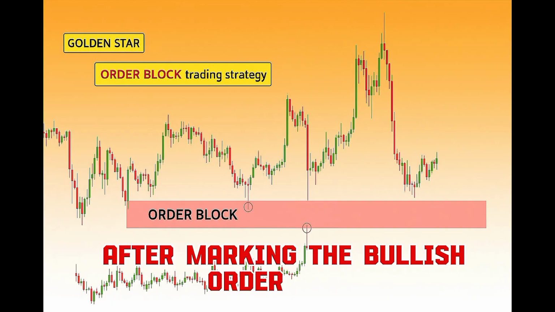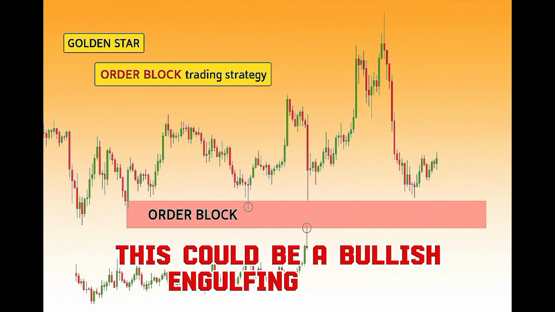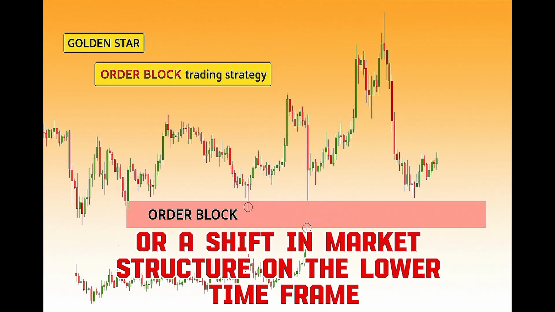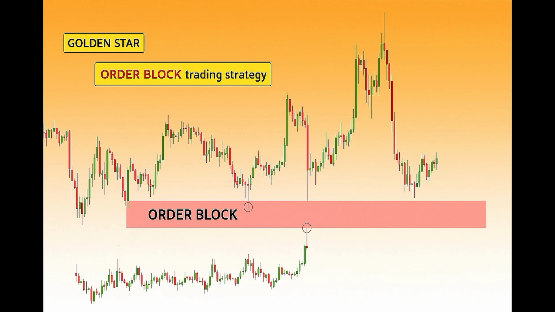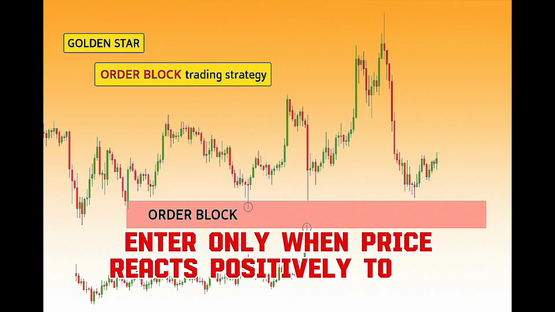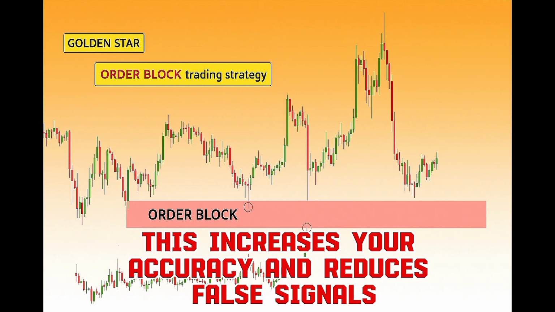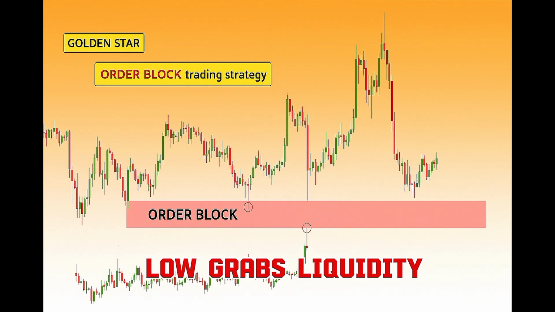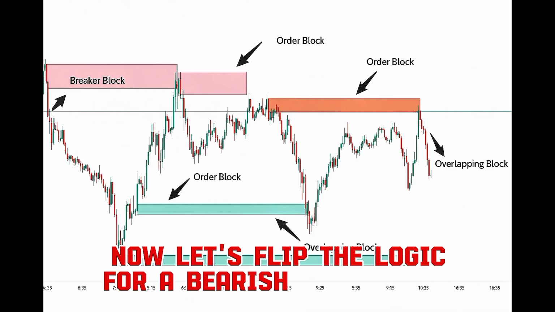After marking the bullish order block, don't rush. Wait for confirmation. This could be a bullish engulfing candle, a doji with long wicks, or a shift in market structure on the lower time frame. This confirmation shows that smart money is defending the zone. Enter only when price reacts positively to the OB. This increases your accuracy and reduces false signals. The best OB trades happen when price creates a false low, grabs liquidity, then reverses strongly from the OB, showing true institutional support.